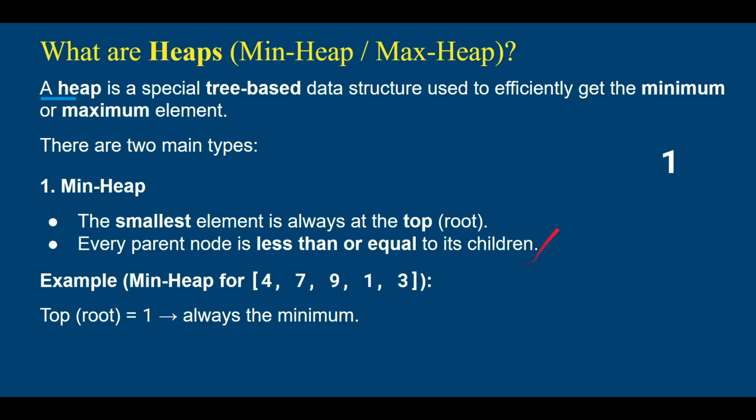Let's suppose this is your root element. What are the next two elements? Let's suppose the next are 3 and 9. Then 3 should have children like 7 and 4. As you can see, 3 is smaller than 7 and 4, and 1 is smaller than 3 and 9. This is how you have to represent the heap. I hope you understand.